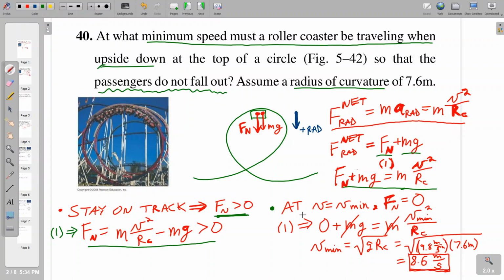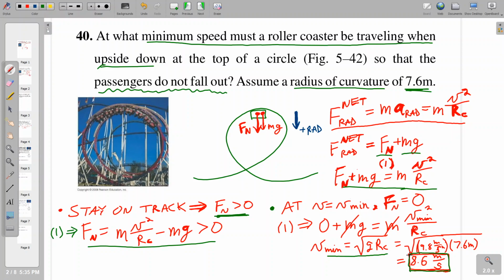At V equals V min, the minimum speed, I know that the normal force is equal to 0. And so I can plug this condition into equation 1. Plugging that in, for the normal force, 0 plus mg equals, on the right-hand side, a mass times V min squared over the radius of curvature. Now if I solve this for V min, I'll just multiply by RC on both sides and take the square root. I get V min equals root G RC, and plugging in 9.8 for G and 7.6, which is given to me up here for RC, I get that 8.6 meters per second is the minimum speed required to keep the normal force positive.